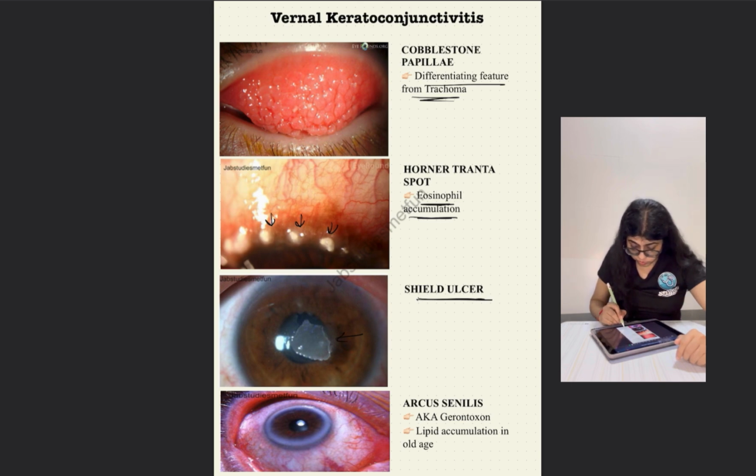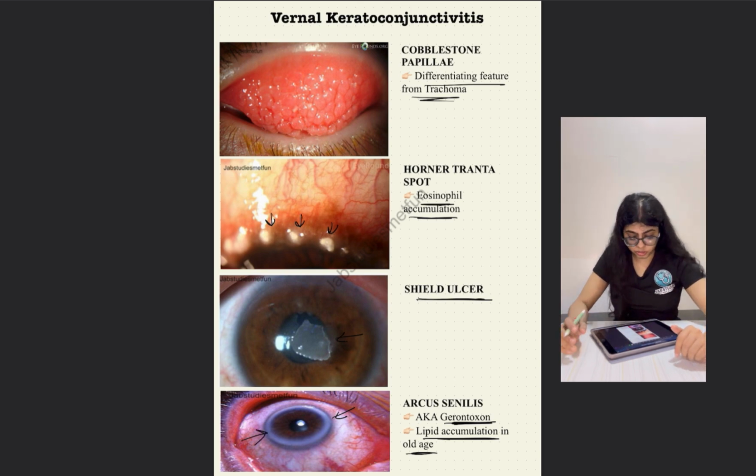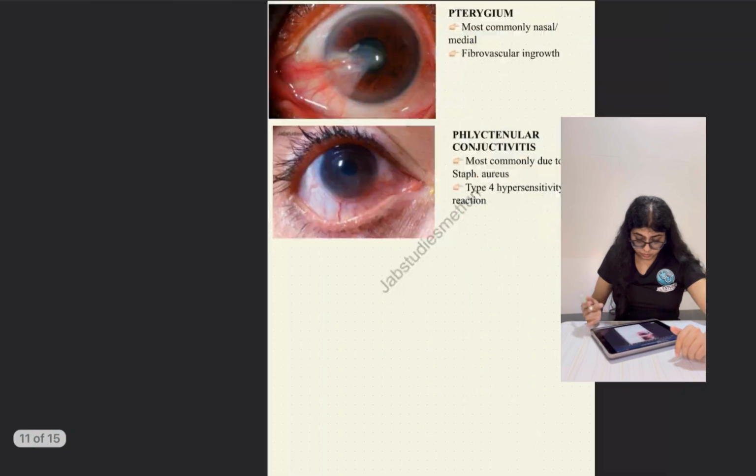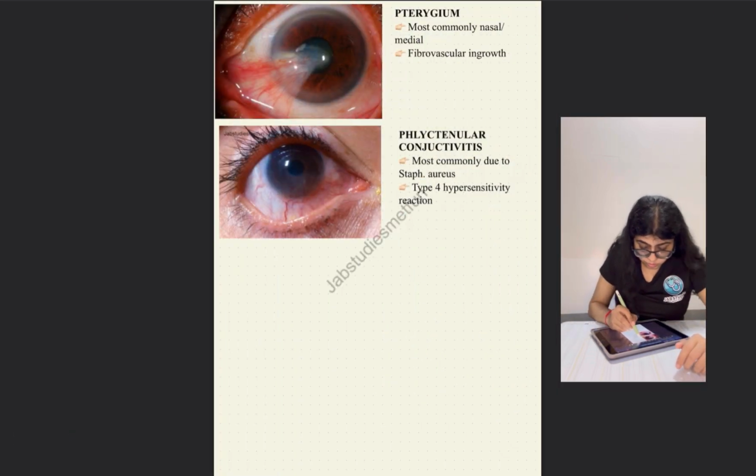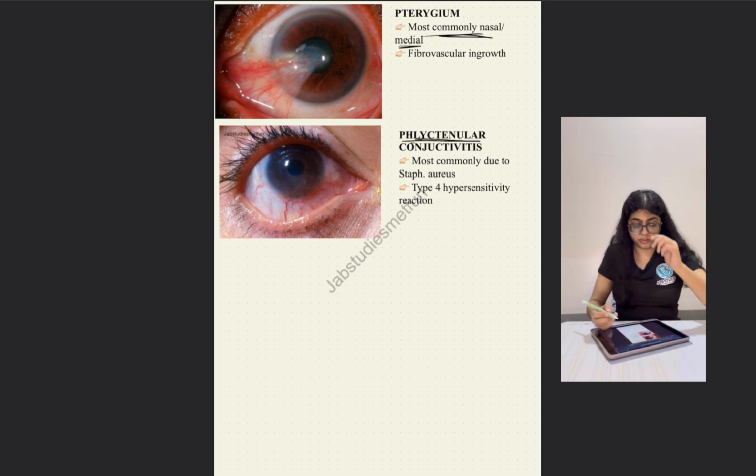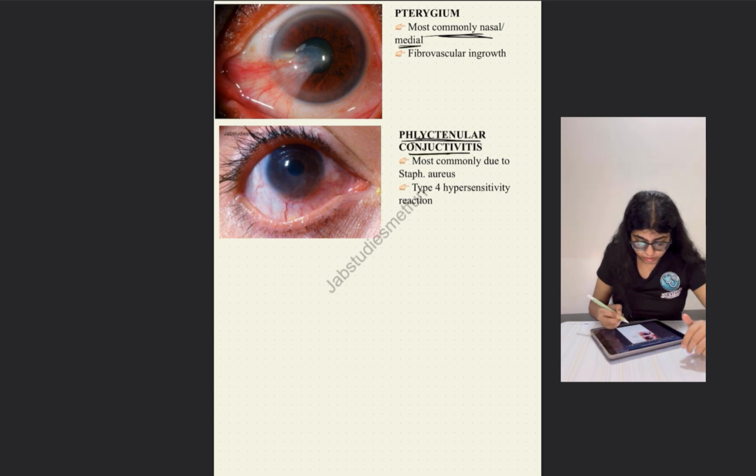Arcus senilis, also known as gerontoxon, which is lipid accumulation in old age. Over here, it looks like a ring, which is basically lipid accumulation in the cornea. Pterygium, most commonly nasal or medial, on the medial side, like towards the sides of the nose. Phlyctenular conjunctivitis. It is most commonly due to Staph aureus, and it is a type 4 hypersensitivity reaction.